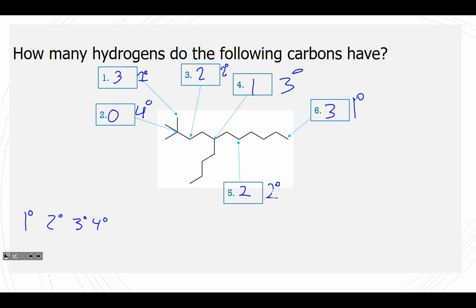Okay, really quickly going over this real fast. Number 1, on the very end, you would have 3 hydrogens attached as primary. Number 2, it's in between 4 carbons, so there's no hydrogens, and it's quaternary. Here you would have 2 hydrogens attached, and so it's secondary. Here you have 3 carbons attached, so it's 3 degree or tertiary, and there's 1 hydrogen. Number 5, 2 again, secondary, and number 6, the very end one, would have 3 hydrogens, and it's primary.